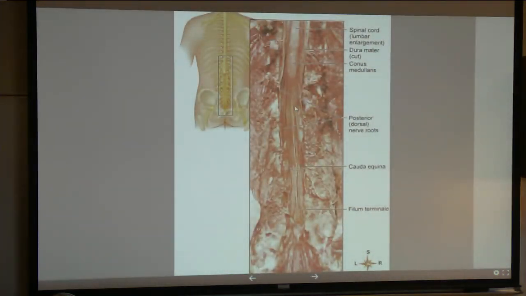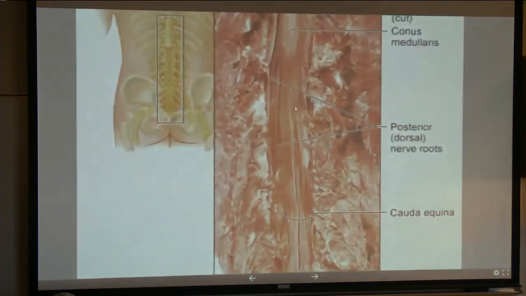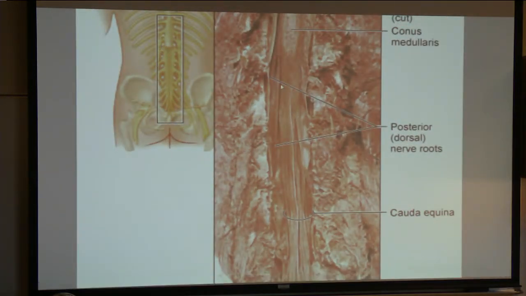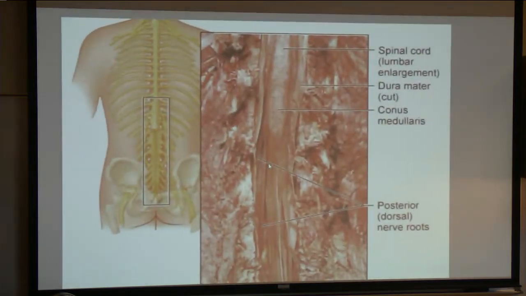This picture right here, we're looking at a dissection of the spinal cord. So we're looking at the distal region of the spinal cord, so we can see how the spinal cord ends. Here you can see the very thickened lumbar enlargement, and then it ends down in that lumbar region, just at the start of the lumbar vertebrae or so. And then we can see the dura mater is cut, so we can have access to the spinal cord itself.